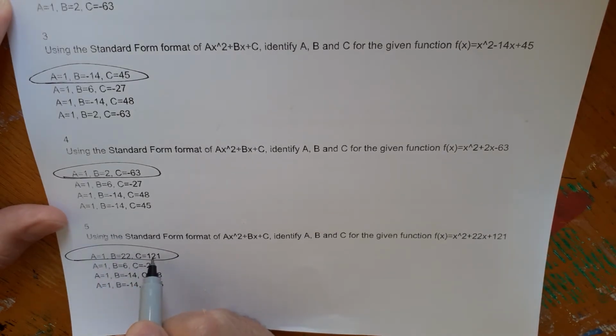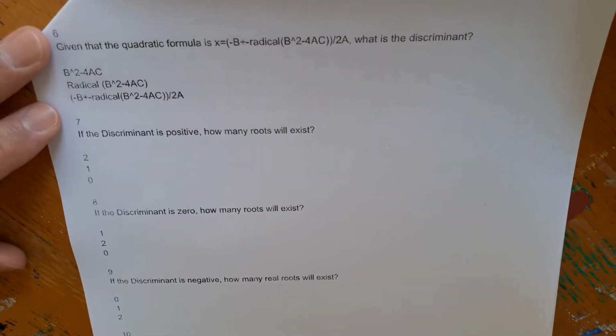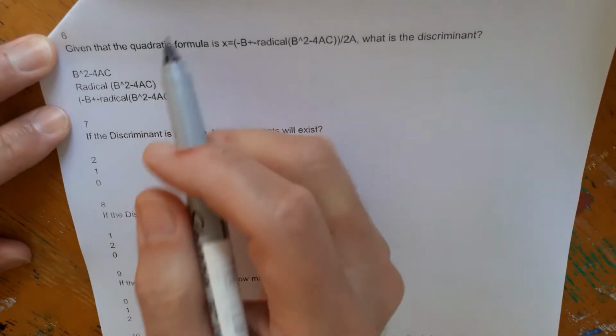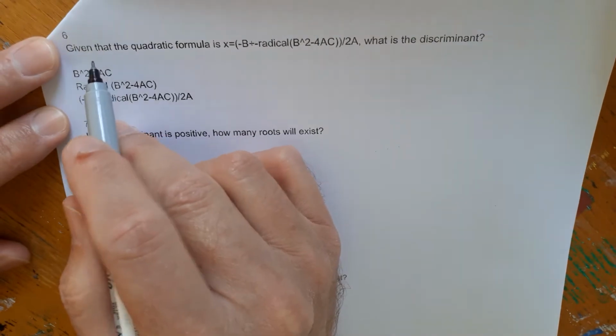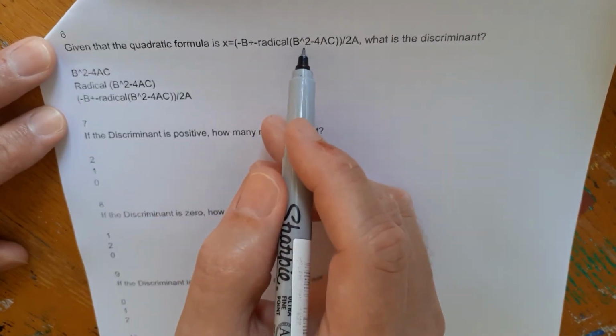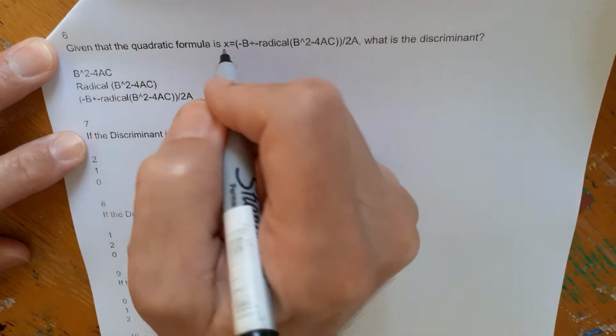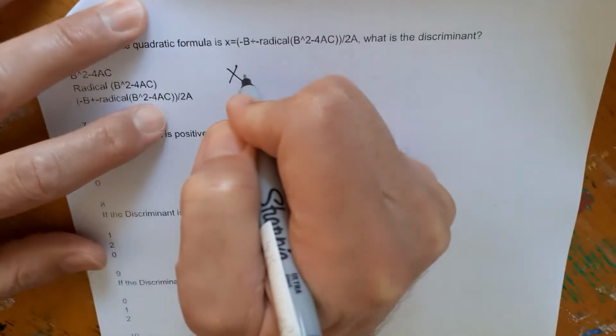All right, so this stuff you can move through pretty quickly, especially given this is the 19th lesson. We've done a bunch of stuff with quadratics before, both notes for your comp book and problems that you've solved. Given the quadratic formula is x equals negative b plus or minus radical b squared minus 4ac all over 2a, what is the discriminant?